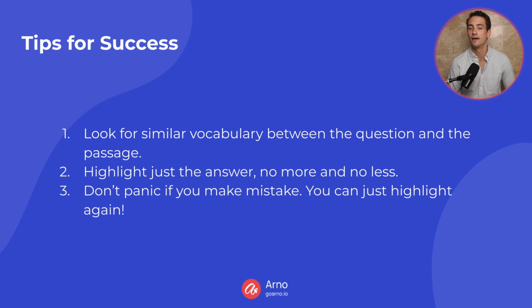And tip number 3, don't panic if you make a mistake. So if you're highlighting and you highlight the wrong thing, don't panic. Until you click next, your answer isn't submitted. So you can just highlight again what you believe is the correct answer, and then you'll submit your answer once you click next. Let's look at some examples.